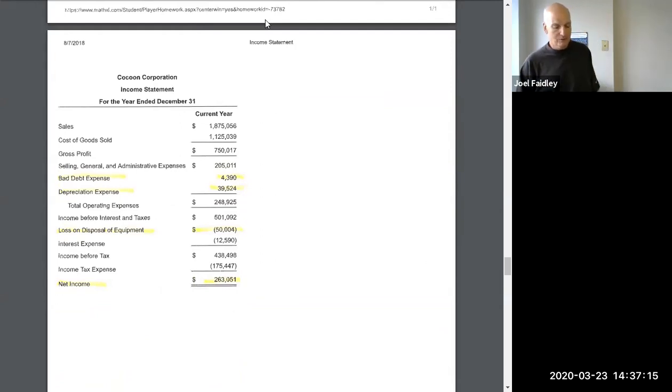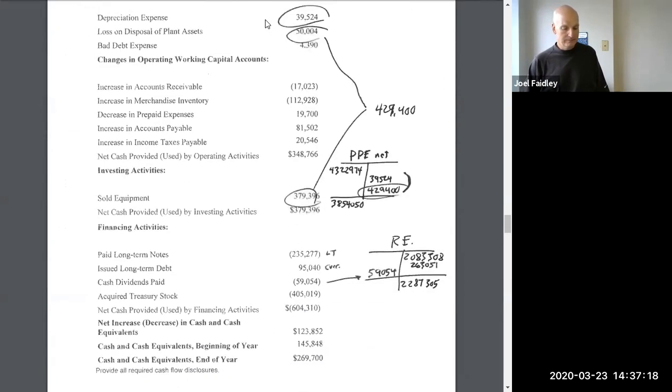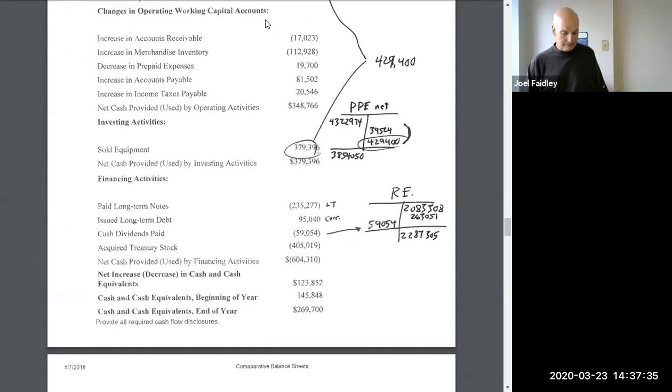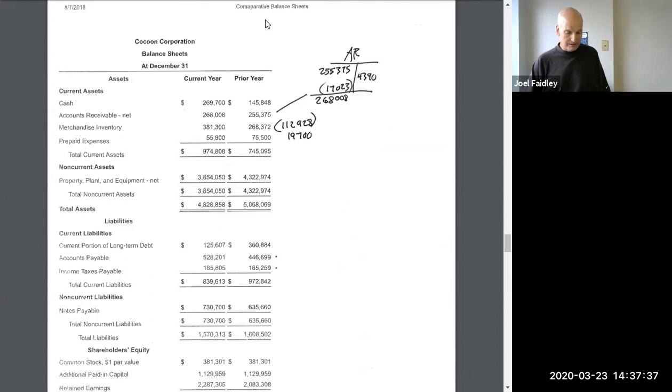All right, so 50,004. So let's go back up here to the top. There's my net income. There's my depreciation. There's my loss added back. There's my bad debt expense. Increase in accounts receivable. Again, we got to do the same thing we did. I don't think I have that actually shown here as the accounts receivable. No, there it is. Go on the balance sheet. There's my beginning accounts receivable. There's the bad debt expense. There's my ending balance. 17,023 is my net impact. So when you add those two together, that's the difference.